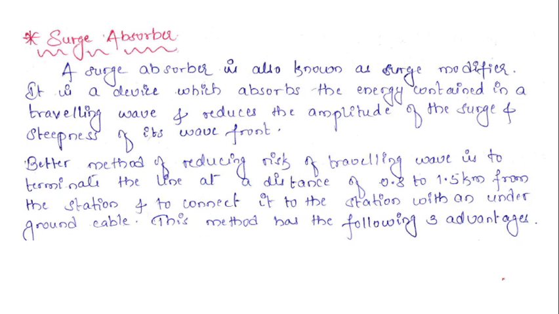A better method of reducing the risk of traveling wave is to terminate the line at a distance of 0.8 to 1.5 km from the station and to connect it to the station with an underground cable.